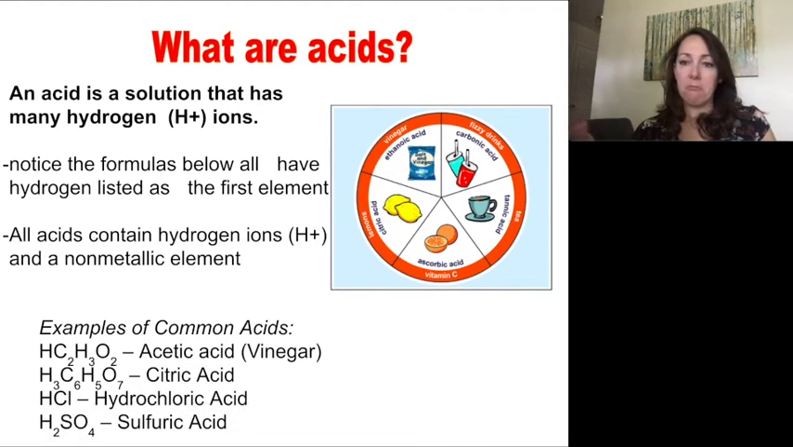So that's typically how we see it. Not always, but typically we've got that hydrogen listed first. All acids contain hydrogen ions and a non-metallic element. So when determining whether or not you have an acid, you're going to look for those hydrogen ions, and you are going to look for a non-metallic element, okay?